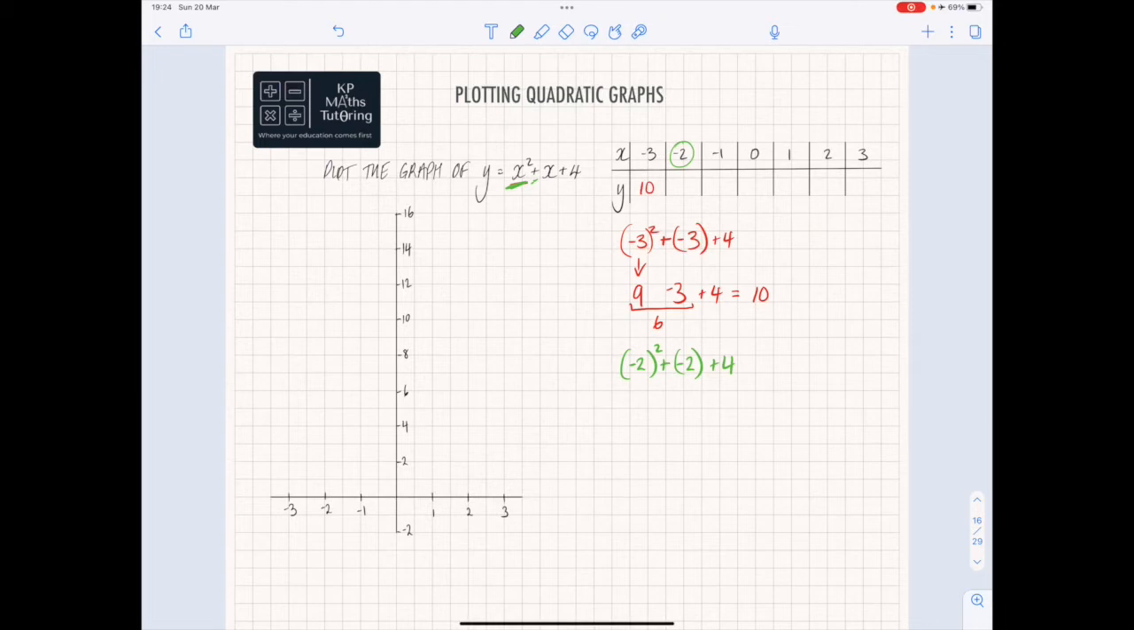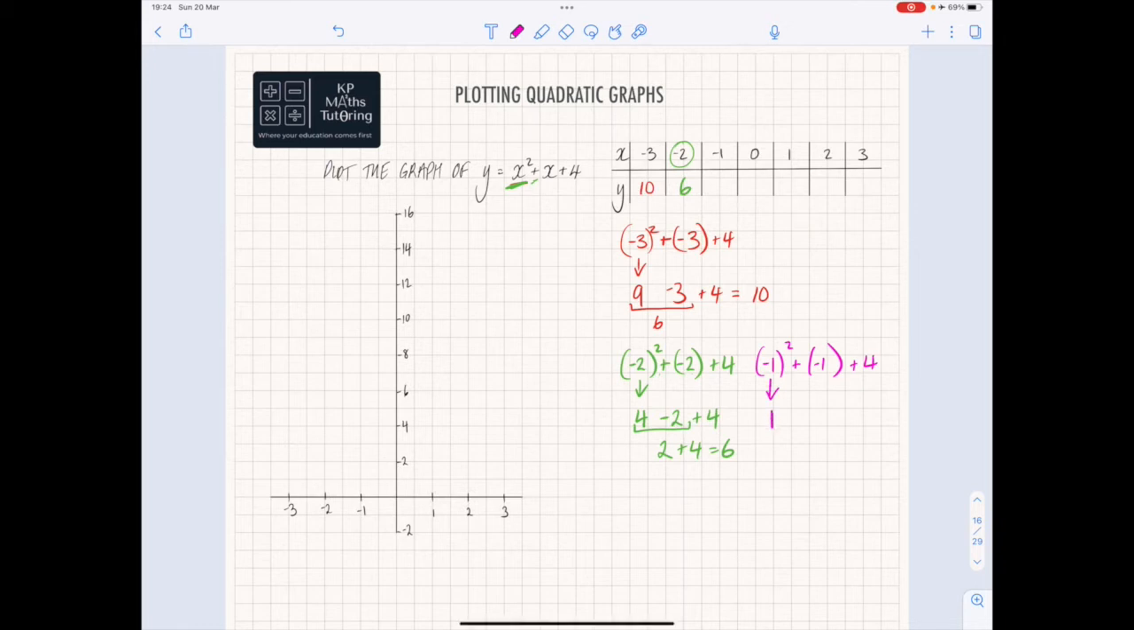So from here, minus 2 squared gives you 4. Plus minus 2 is stronger. Plus 4, well 4 minus 2 is just 2. Plus 4 is 6. So you should have 6 there. Next one. Again, if you want to pause the video and have a go yourself, feel free to. But now I'm saying minus 1 squared plus minus 1 plus 4. Work it out from there.